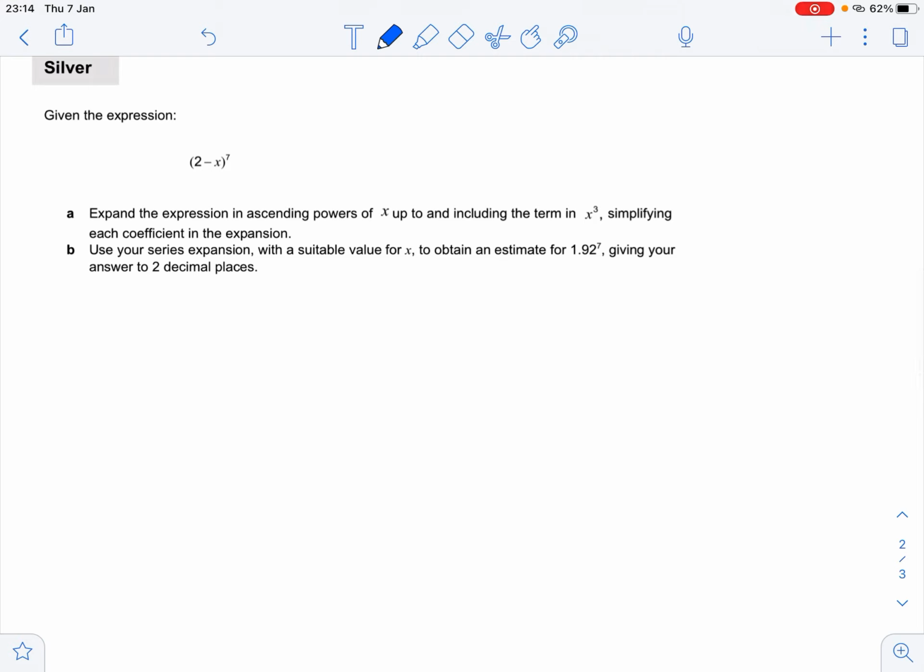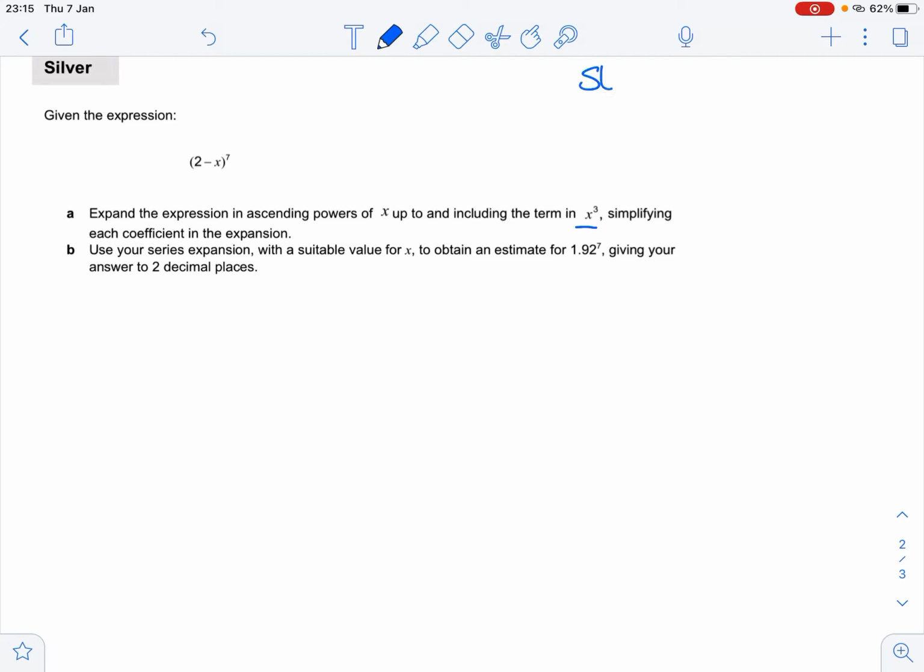Let's look at the silver question. So again, it's similar to the bronze question. We're given the expression (2 - x)^7. So part A wants us to expand the expression in ascending power of x up to and including the term in x cubed. Simplify each coefficient in the expression.